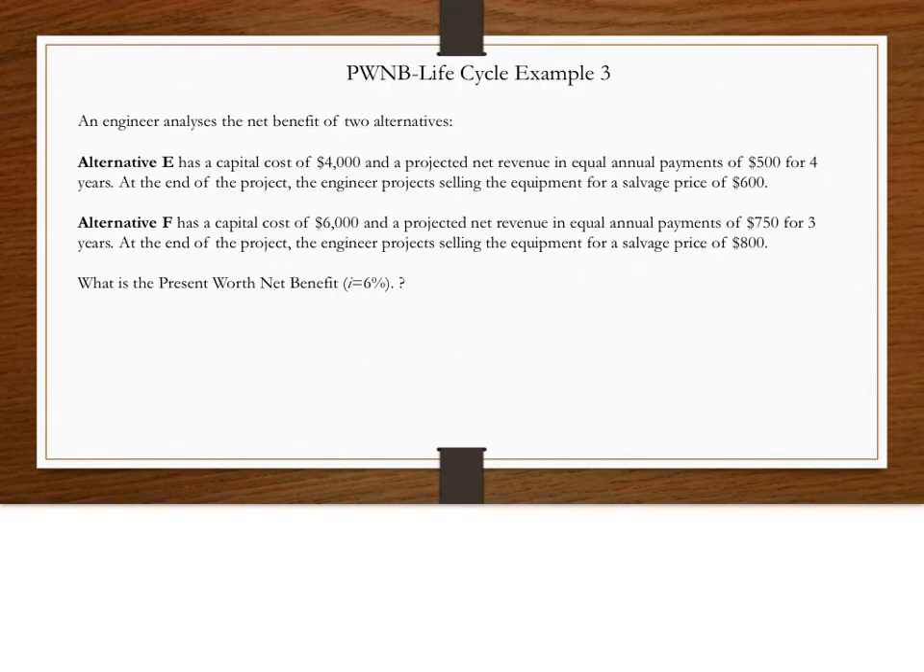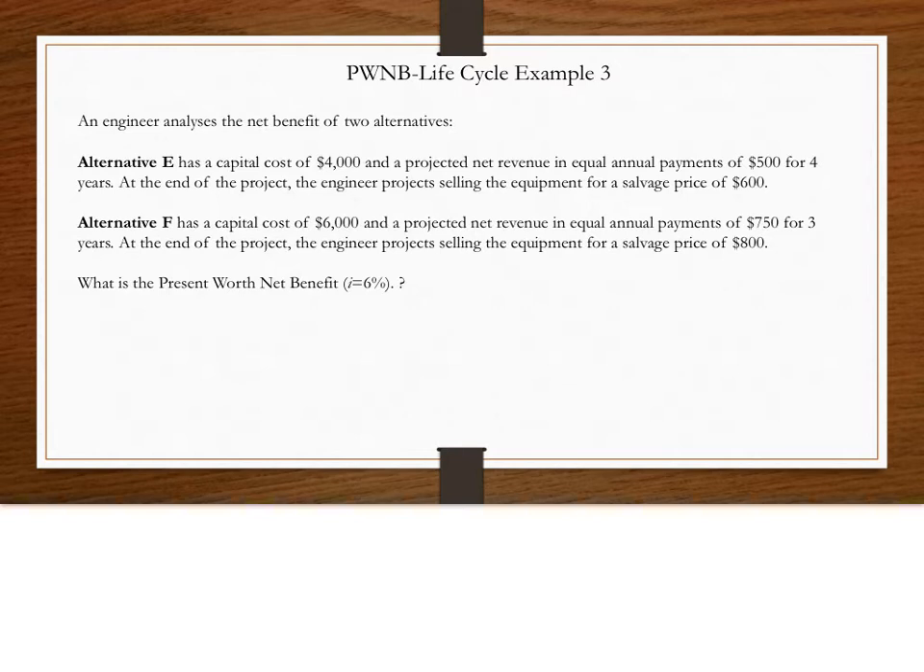For example, we have two alternatives. Alternative E has a capital cost of $4,000 and a projected net revenue and equal annual payments of $500 for 4 years. At the end of the project, the engineer projects selling the equipment for a salvage price of $600. For alternative F, we have a capital cost of $6,000 and a projected net revenue and equal annual payments of $750 for 3 years. At the end of the project, the engineer projects selling the equipment for a salvage price of $800.